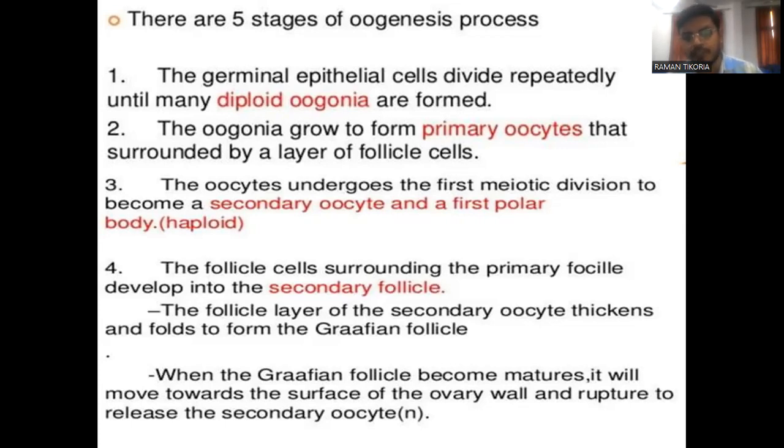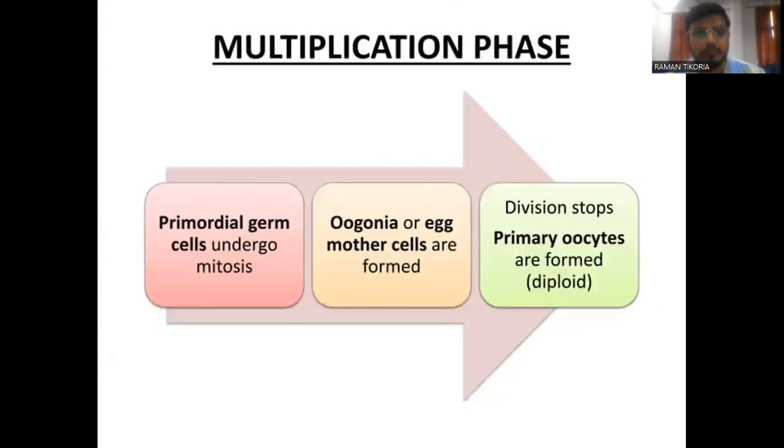When the Graafian follicle becomes mature, it moves towards the surface of the ovary wall and ruptures to release the secondary oocyte, right? There is one difference between secondary oocyte and ovum. Secondary oocyte is an incomplete ovum because meiosis 2 is not completed. Meiosis 2 completes only when it makes contact with a sperm.